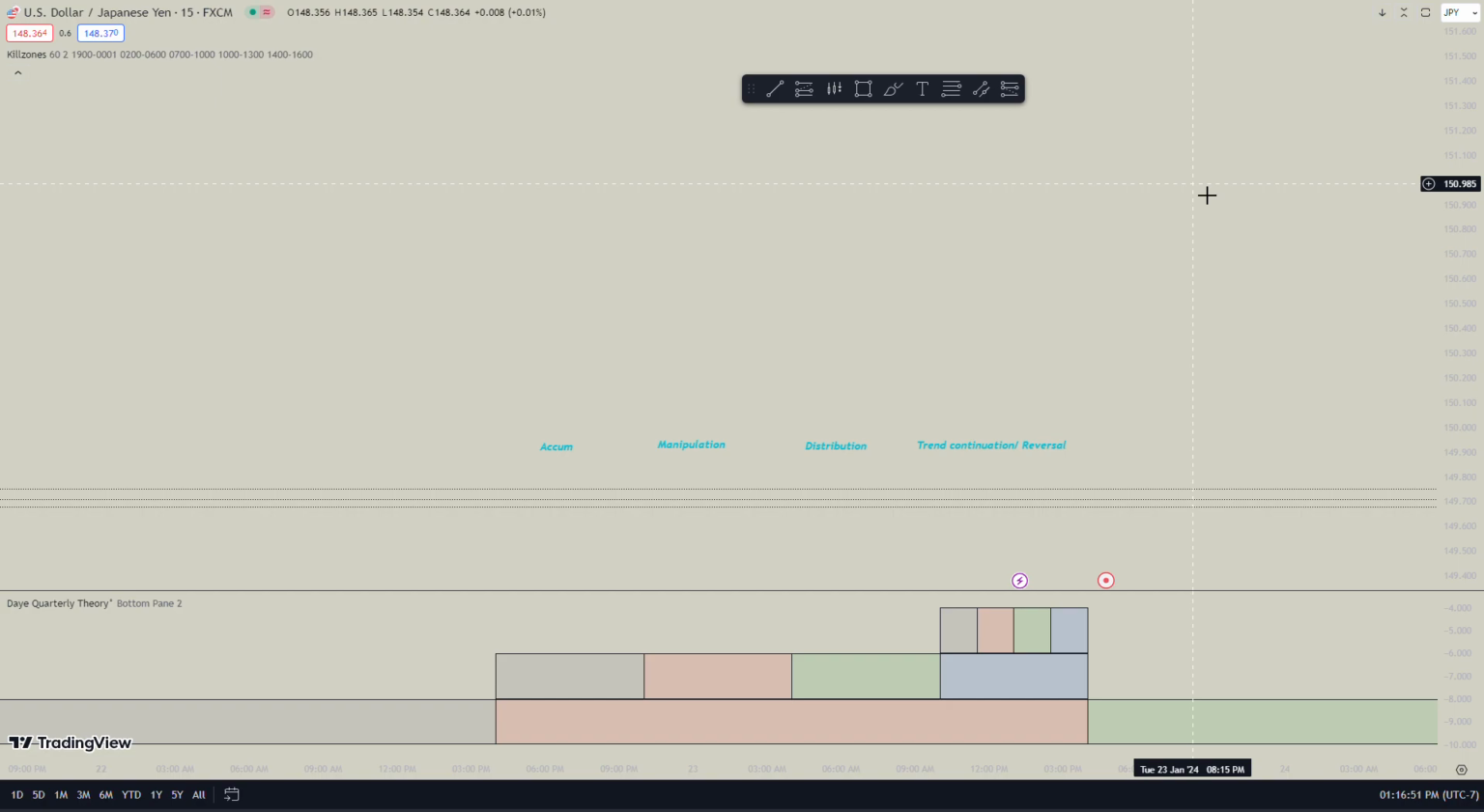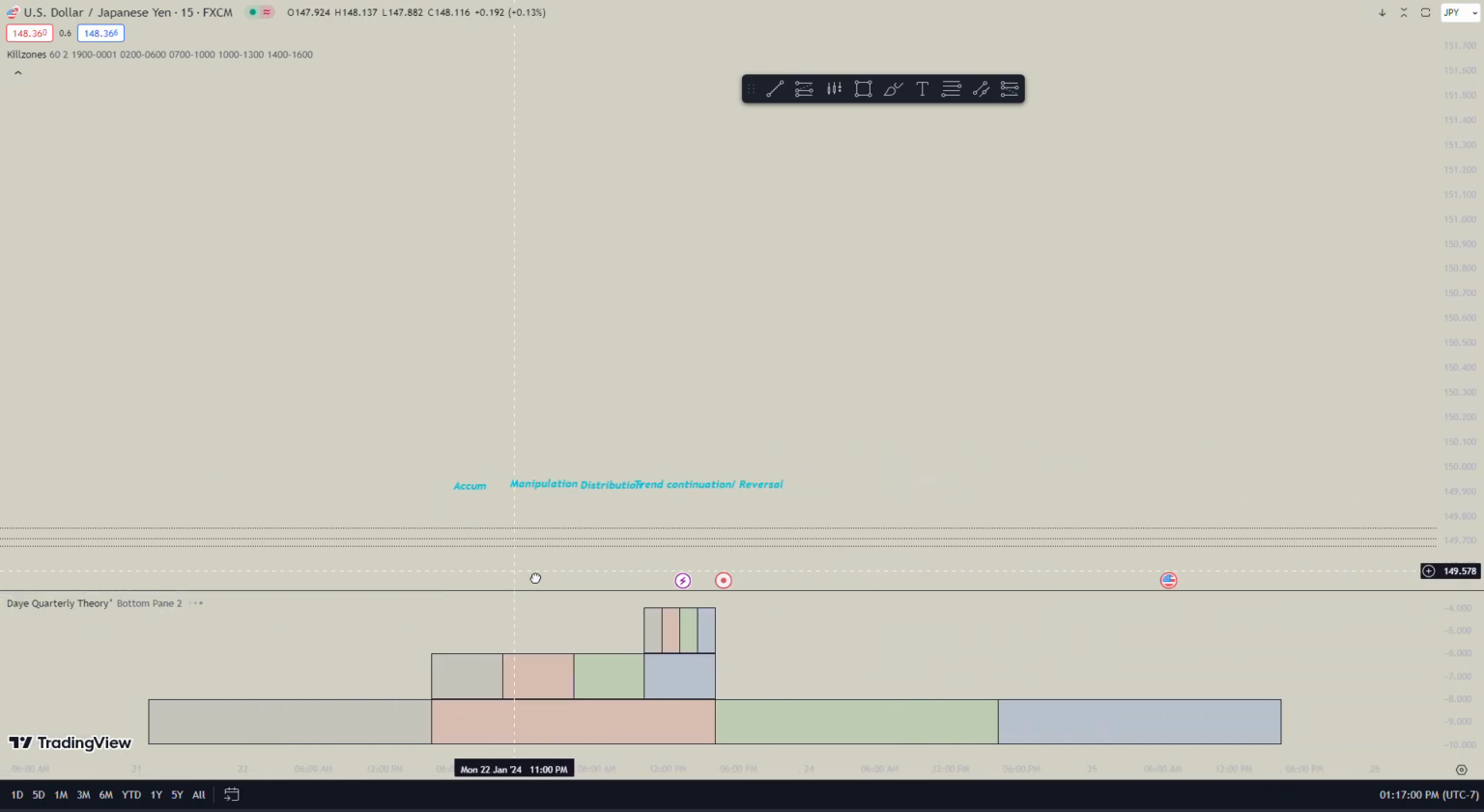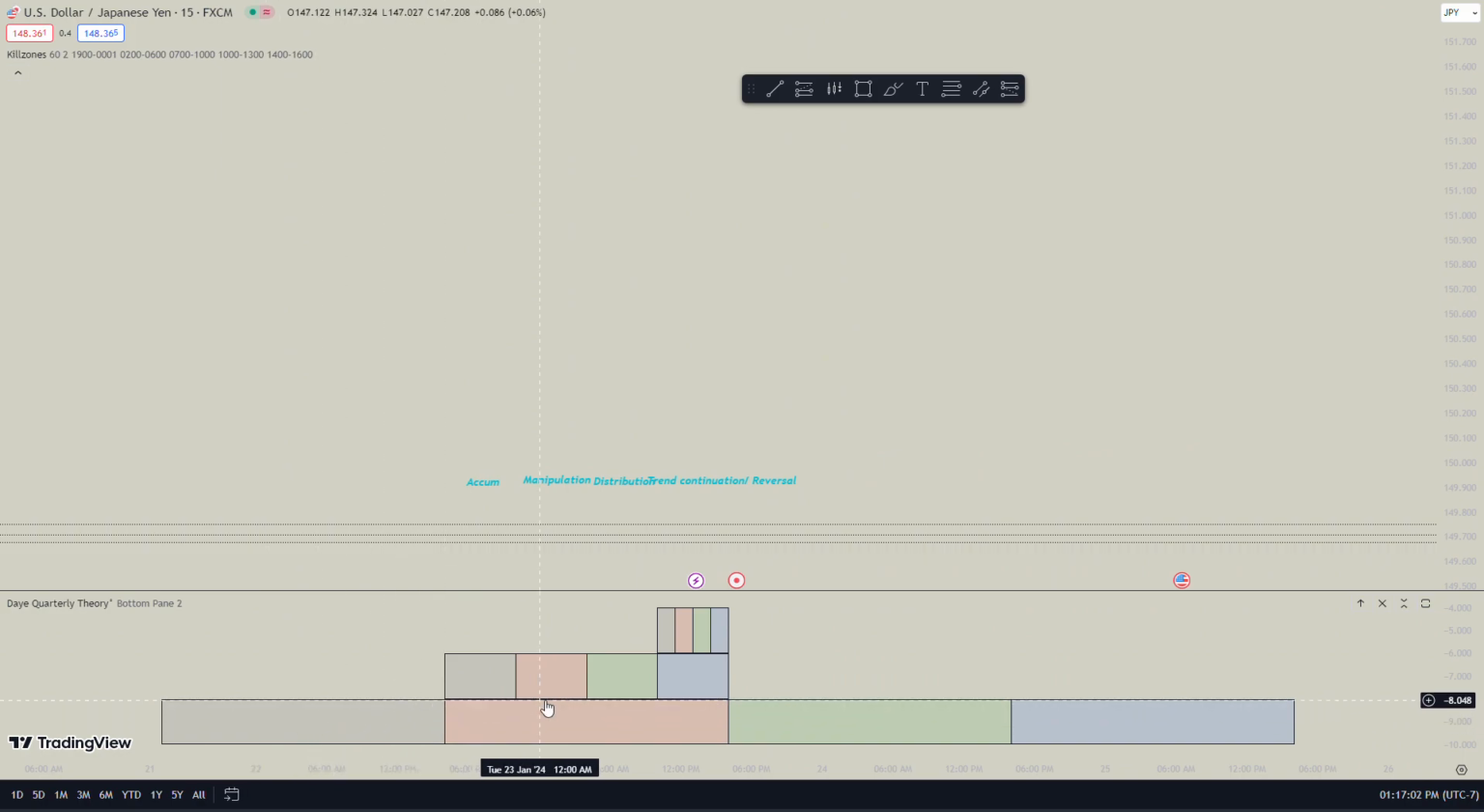So let's go. Quarter one, we can expect accumulation, right? So quarter one is going to be a gray bar. First of all, let me actually zoom out here. So quarter one is your accumulation. Quarter two is your manipulation. Quarter three is your distribution. Quarter four will be your trend continuation or reversal.